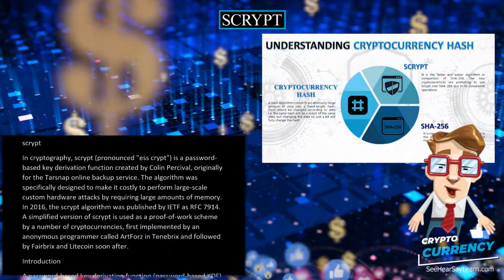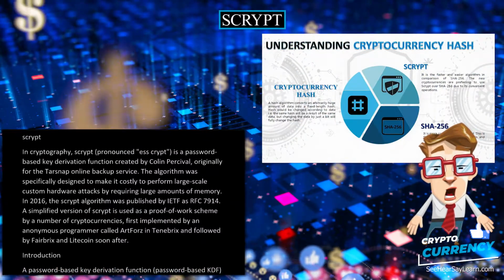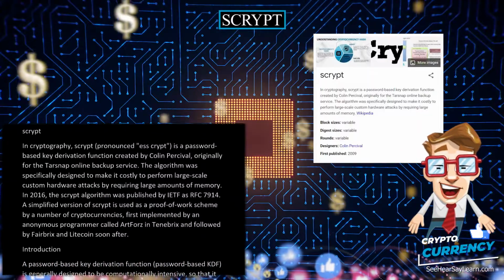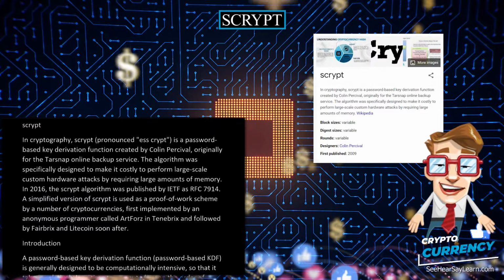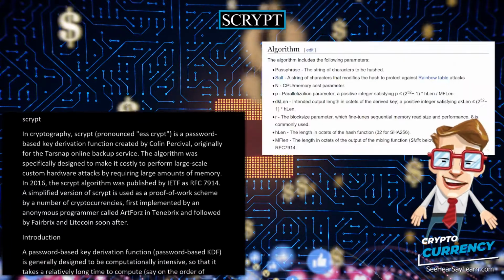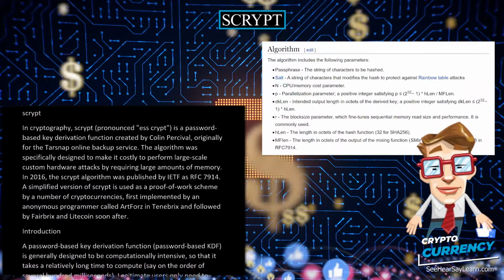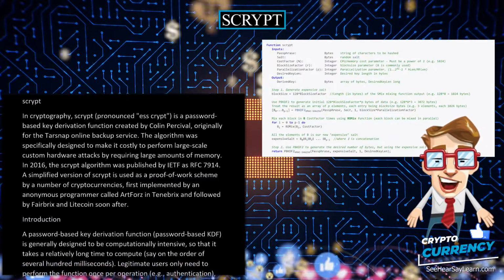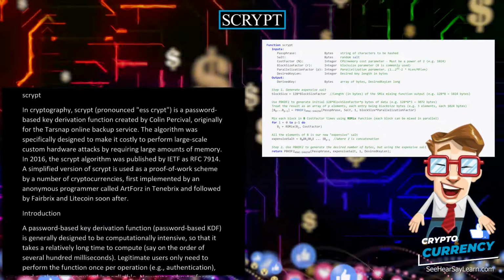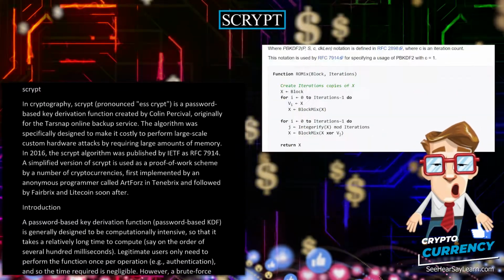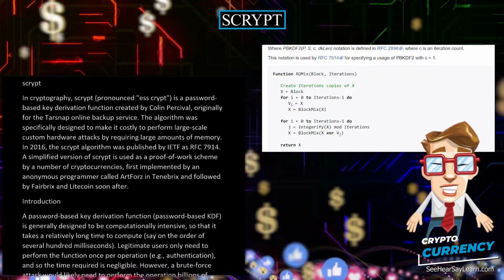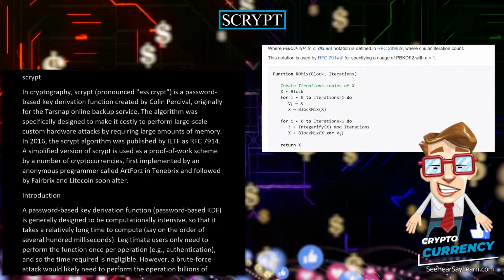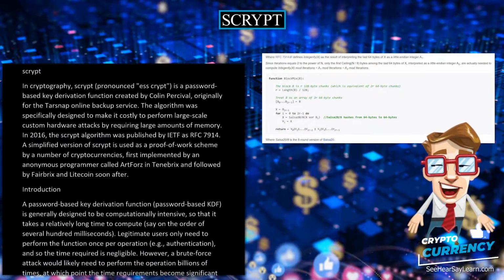scrypt. In cryptography, scrypt, pronounced "ess-crypt", is a password-based key derivation function created by Colin Percival, originally for the Tarsnap online backup service. The algorithm was specifically designed to make it costly to perform large-scale custom hardware attacks by requiring large amounts of memory.